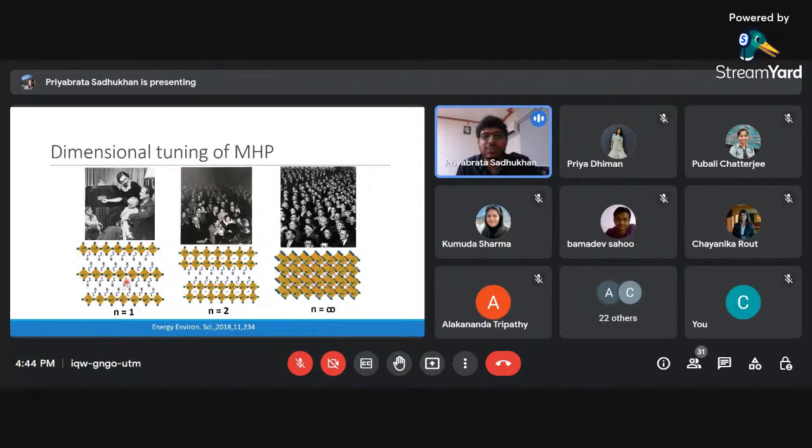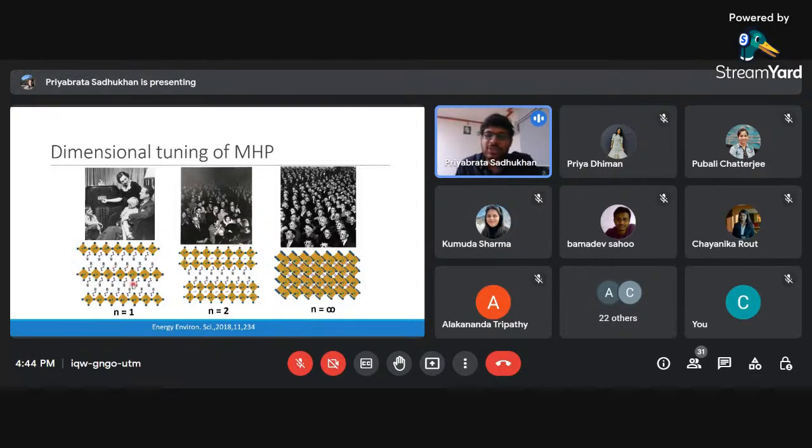This is the one-dimensional perovskite. This is the n equal to 2. That is a two-dimensional perovskite because we have two layers of the metal cation placed one after each other, and these layers are separated by the organic cations. And this is the 3D perovskite. We call it n equal to infinite because infinite number of metal cations are placed one after each other. So this is what we call 3D.